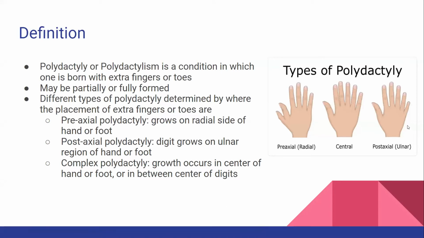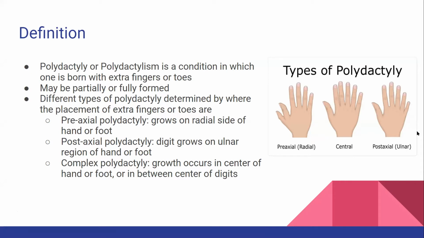So the name of the condition we're doing today is polydactyly or polydactylism. This is a condition in which a person is born with extra fingers or extra toes. The fingers or toes may be partially or fully formed. They may have bone structure or just form as a nub. And there are different types of this, which is determined by the placement of where the fingers or toes are.